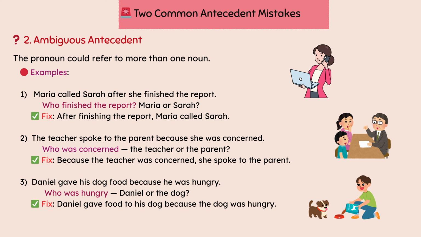The teacher spoke to the parent because she was concerned. Who was concerned? The teacher or the parent? Fix: Because the teacher was concerned, she spoke to the parent. Daniel gave his dog food because he was hungry. Was Daniel hungry or was the dog? Fix: Daniel gave food to his dog because the dog was hungry. Key point: when more than one noun could be the antecedent, rewrite the sentence to make it crystal clear.